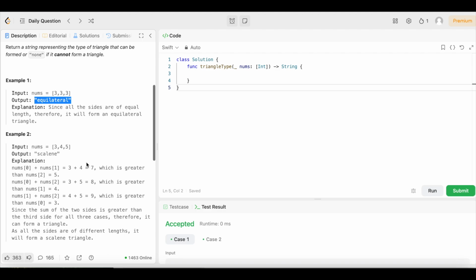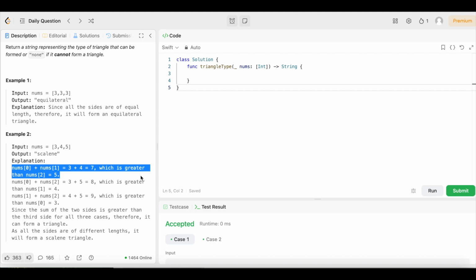Now let's look at example 2. In example 2, we have the input nums equals an array of integers 3, 4, and 5. This time the output is scalene. The explanation says nums[0] plus nums[1] equals 3 plus 4, which equals 7, which is greater than nums[2], which is 5, right? So if we add two of the sides together, they have to be greater than the greatest length of one side. So two sides added together should be greater than the length of just the longest side.